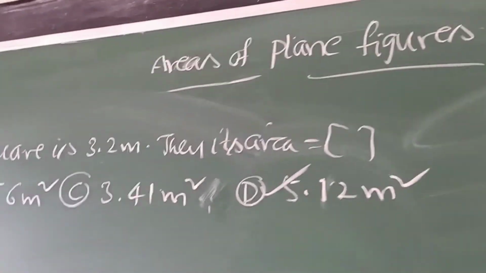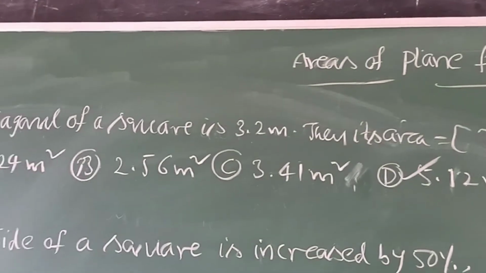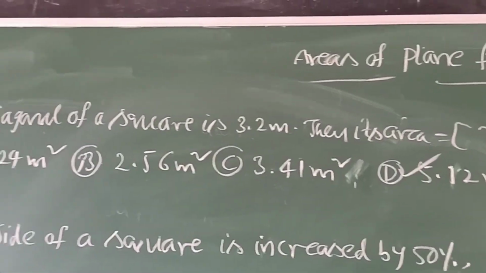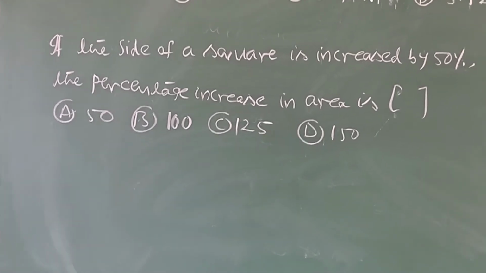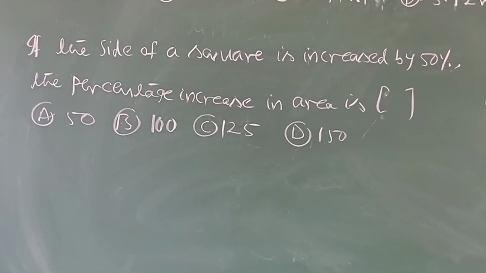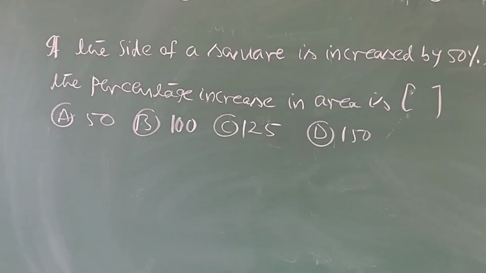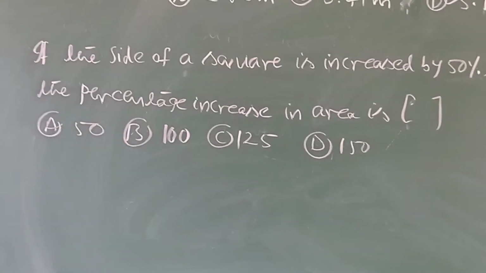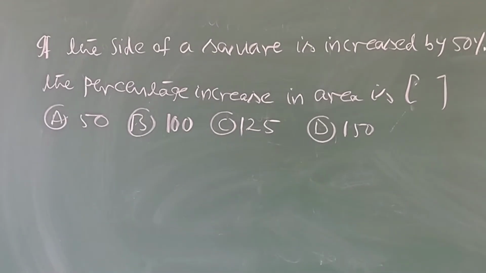Therefore, the option is D. When the diagonal is 3.2 meters, its area is 5.12 square meters. See here, this is one of the most important and somewhat difficult problems. If the side of a square is increased by 50%, the percentage increase in area is?